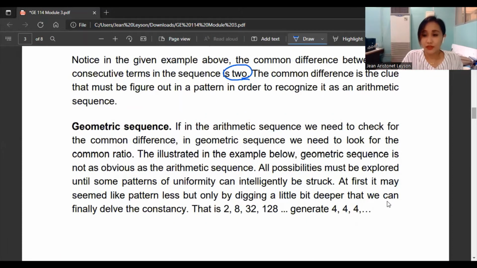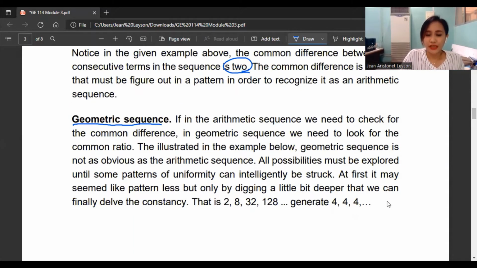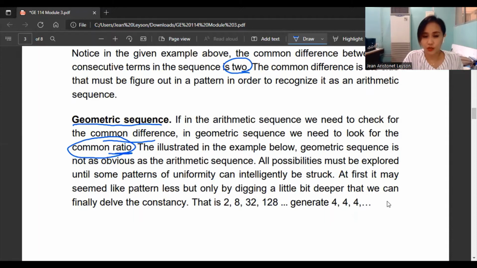Next, we have what we call a geometric sequence. If in the arithmetic sequence we need to check for the common difference, in geometric sequence we need to look for the common ratio. So again, common ratio, that's denoted by the lowercase letter r. As illustrated in the example above, geometric sequence is not as obvious as the arithmetic sequence. All possibilities must be explored until some patterns of uniformity can intelligently be struck.